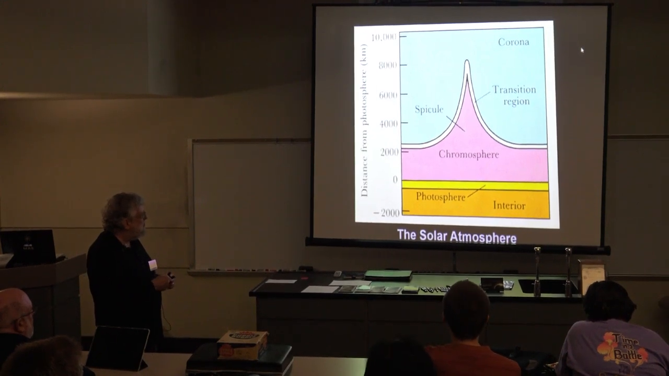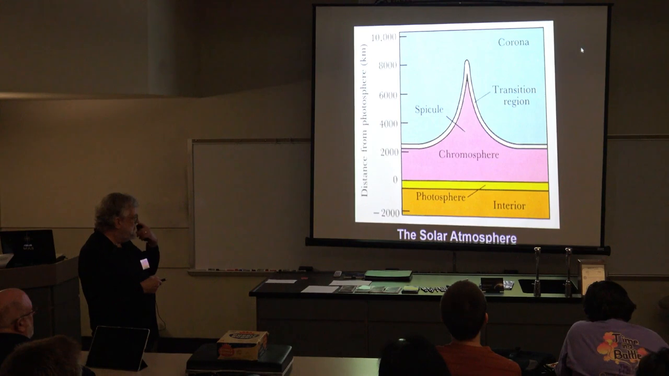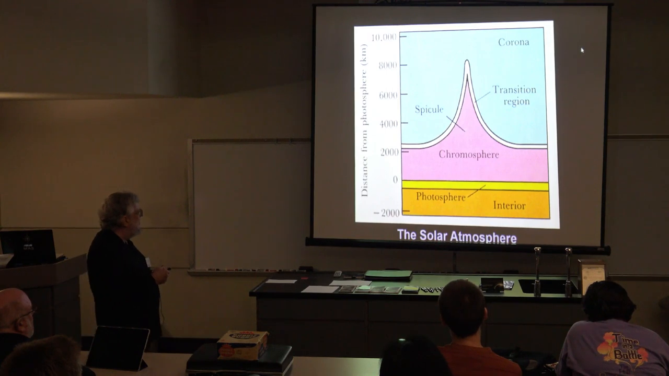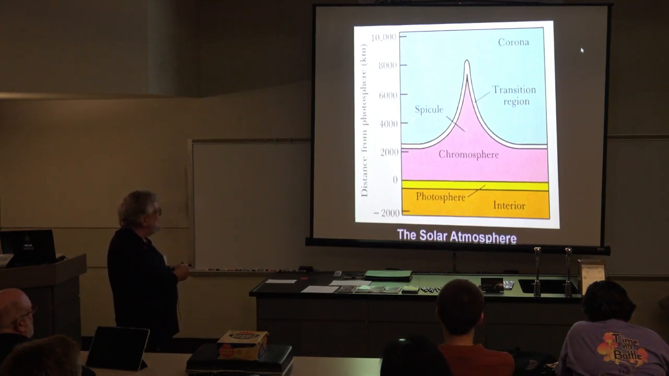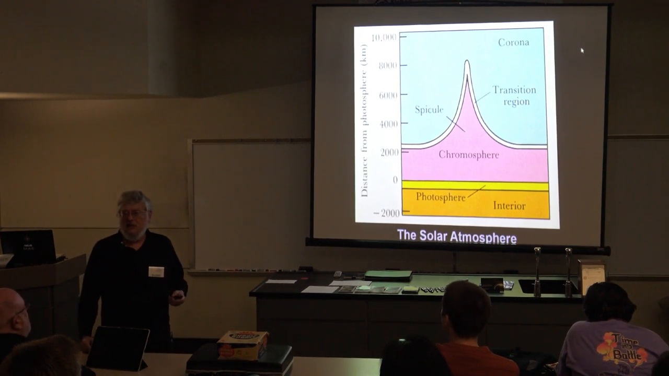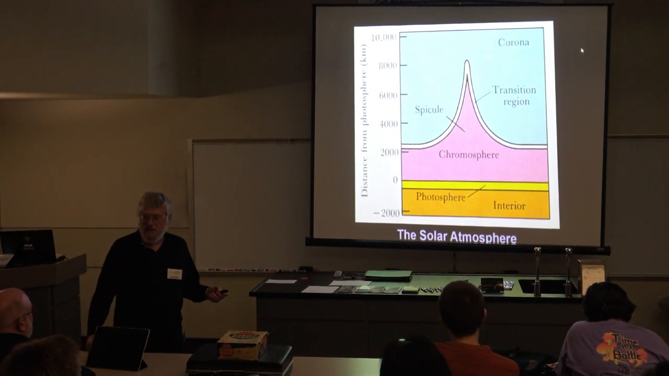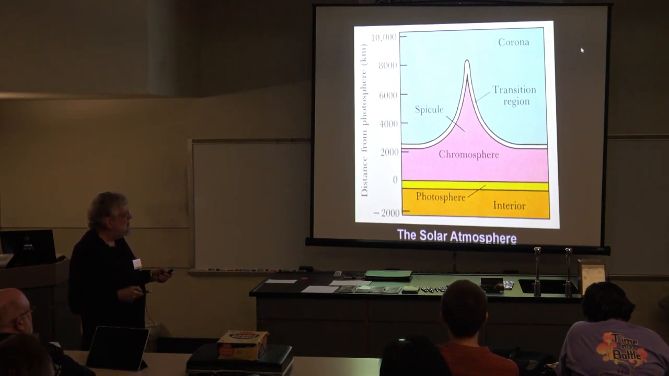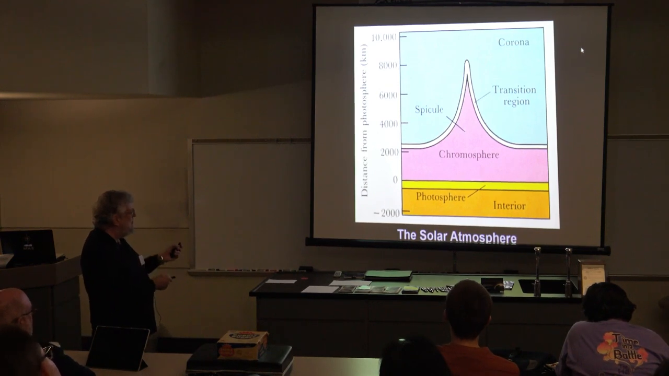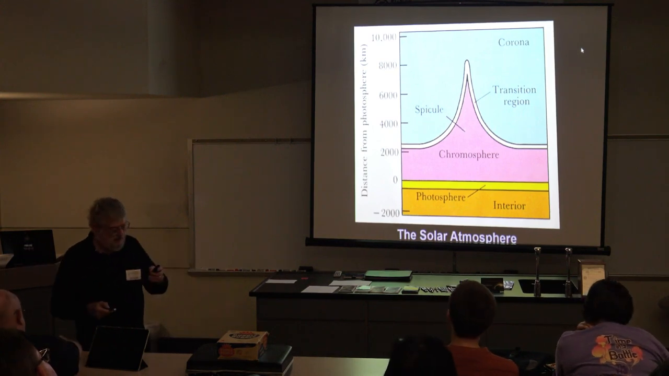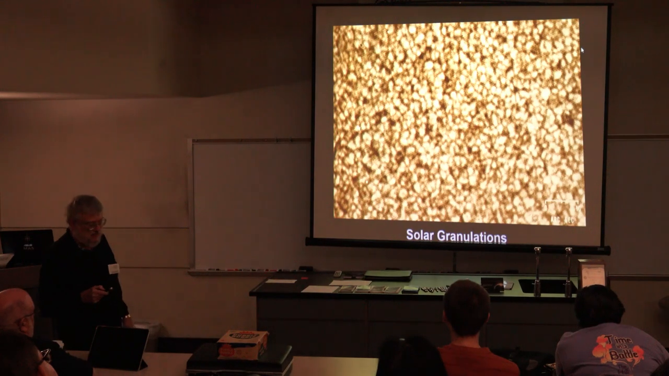The spicules are little peaks or little spikes that stick up from the chromosphere into the corona, which we'll see shortly. Spicules means little spikes, but as you can see from the scale here, if you convert that to miles, they're about 4,000 miles tall. So they completely dwarf anything on the Earth. And then finally, the corona, or outer atmosphere of the sun, where all of the material that comes boiling up out of the surface accumulates and then flies off into space. And we have a picture of that coming up in just a moment.